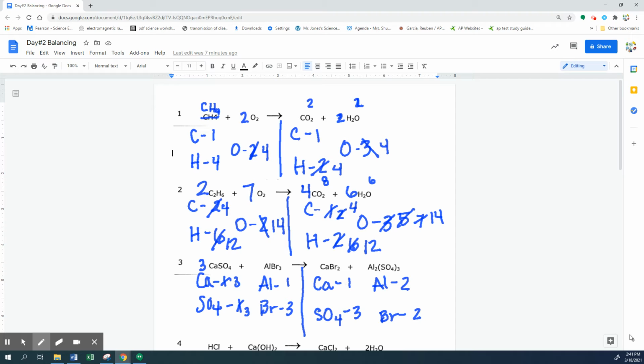My calcium then does not balance over on my product side, so I'm going to go ahead and put a 3 in front of that calcium bromide. Changes my calcium to 3 and my bromine to 6. Now I have my aluminum and my bromine left. I need 2 aluminum, so I'm going to put a coefficient of 2 there. And that does end up changing my bromine to 6. Then everything balances. 3, 3, 2, 6, 3, 3, 2, 6.